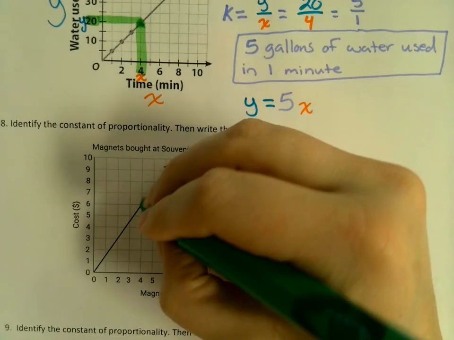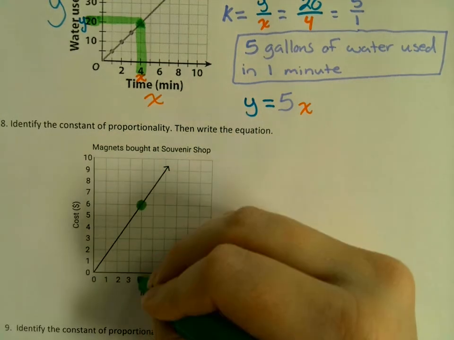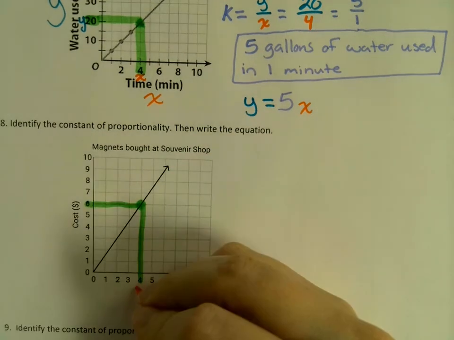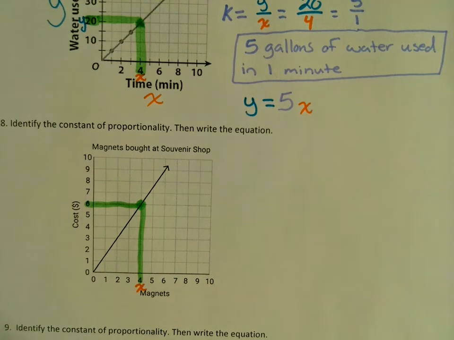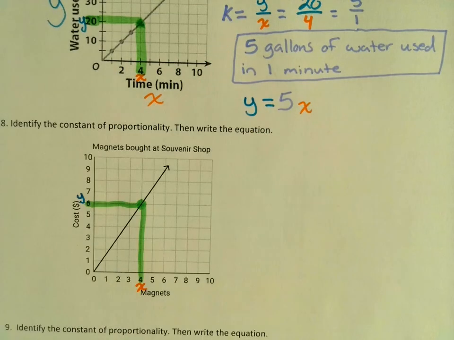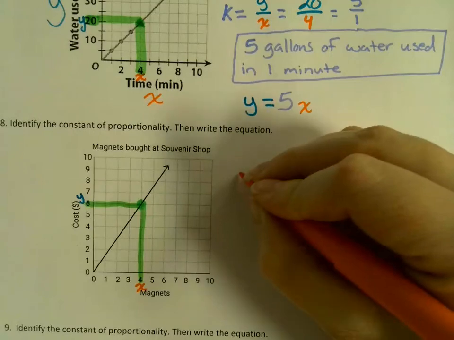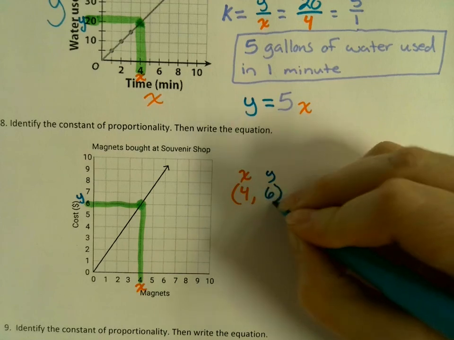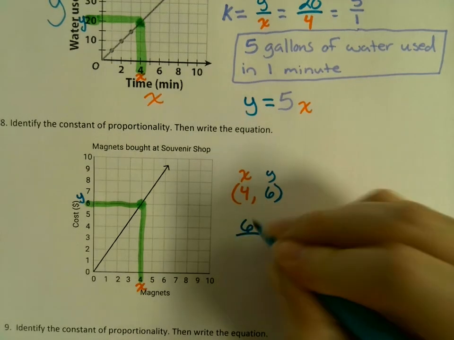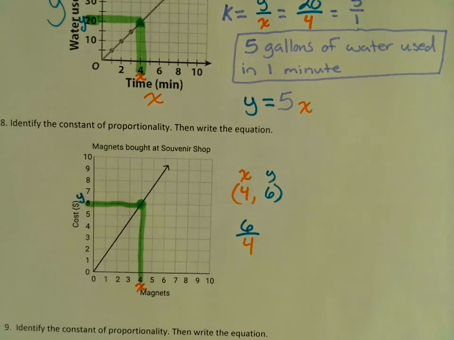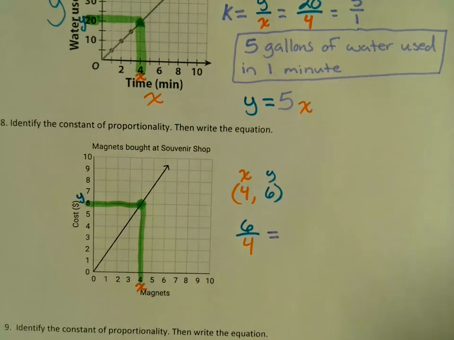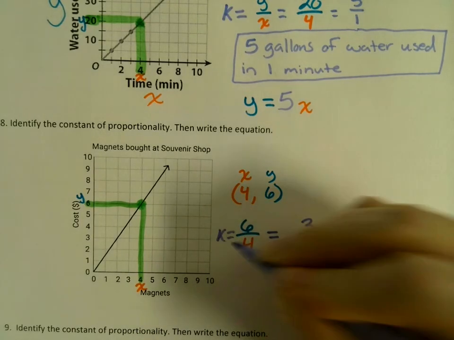We're going to go with (4, 6). Now remember, the 4 represents your X value. That 6 is going to represent your Y value. When we set it up, our X is 4 and our Y is 6. We're going to set it up as 6 over 4. Notice 6 over 4 is not going to simplify to a whole number. In fact, it simplifies to 3 over 2. That is okay. That's our K factor. Our K value is 3 over 2.